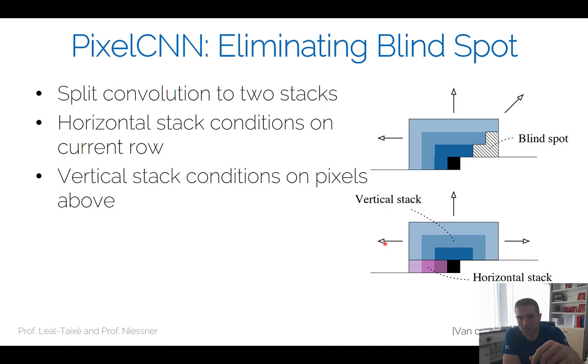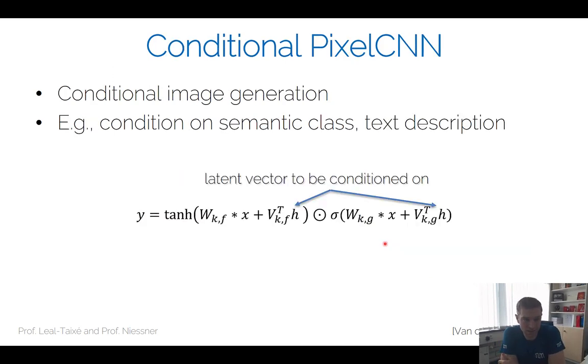We can also do relatively simple things like a conditional PixelCNN. Basically, when we're applying these blocks here, we can do conditional image generation by simply appending a vector here and here, respectively, to the weights that are multiplied with the respective inputs. This is simply a latent vector that is used for the conditioning. In this case, you can use a class vector.